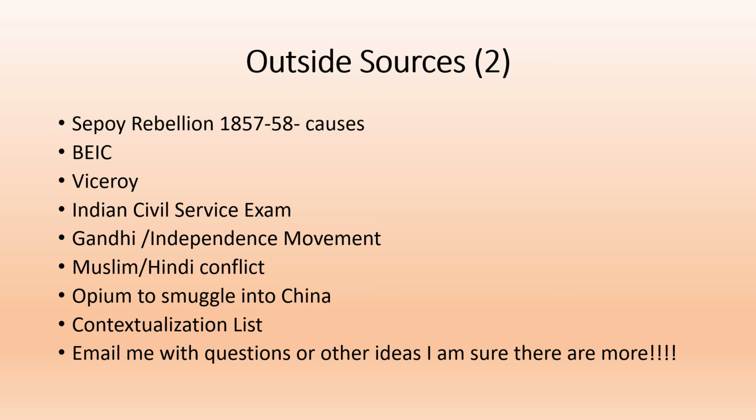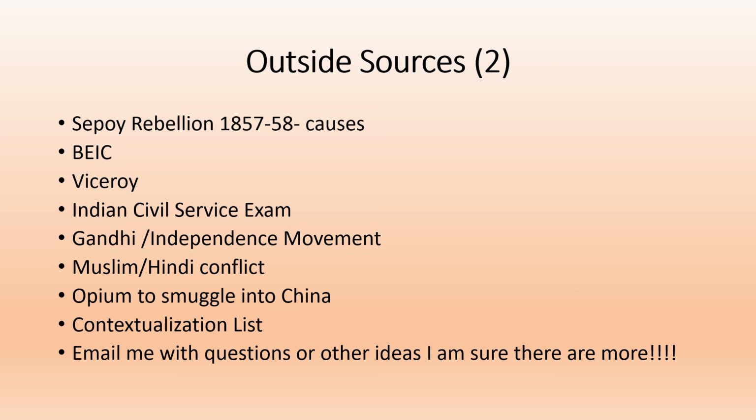If you talked about the BEIC in general, you could talk about them. If you talked about a viceroy, and how they replaced the BEIC. If you talked about the Indian Civil Service exam, that would be a great one, and how messed up that was. You could go forward with that and Gandhi and the Indian independence movement. You could talk about the conflict between Muslims and Hindus. There's reference to Hindus and Muslims kind of coming together, but actually we know from history that 99% of the time there was so much conflict between them. The British were a big obstacle in their independence movement, but their own internal conflict was actually the bigger obstacle at times.